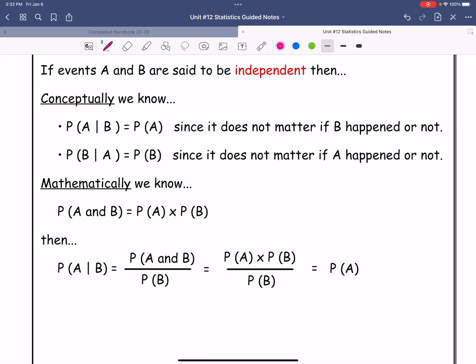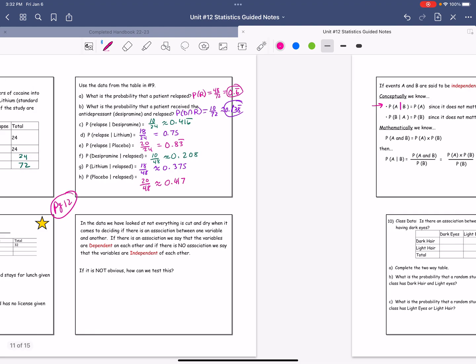If events A and B are said to be independent, then what we know is this. Conceptually, and remember, this symbol means given that, the probability of event A given that we're looking at B is equal to the probability of A, since it doesn't matter that B happened or not. Let me give you an example here.